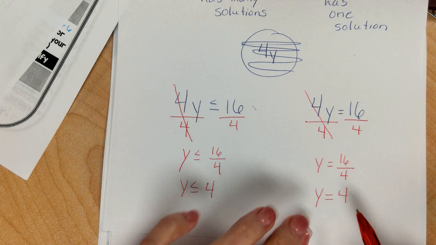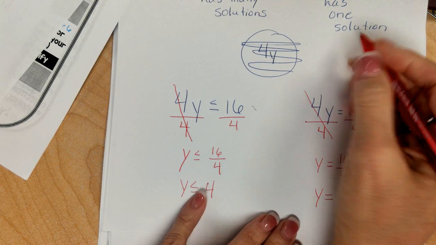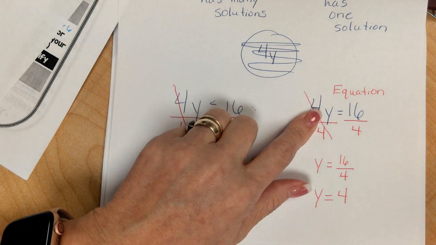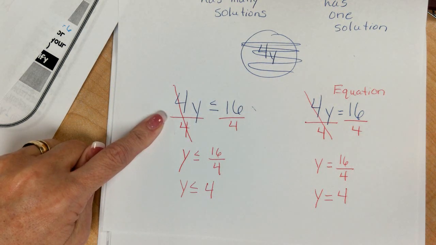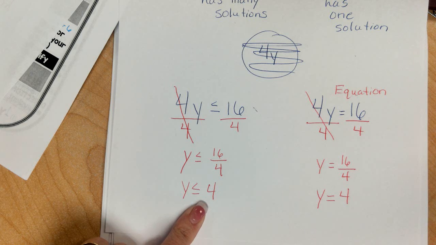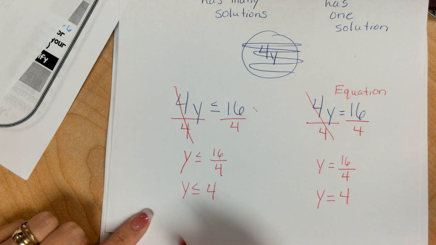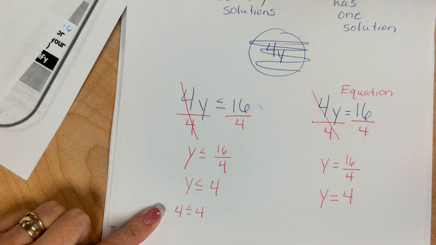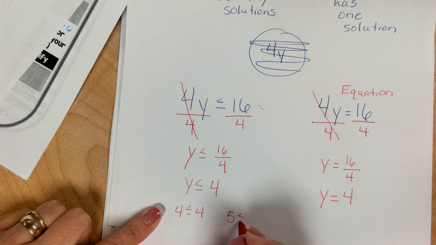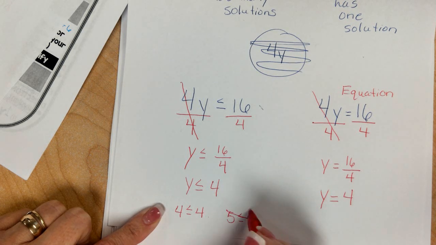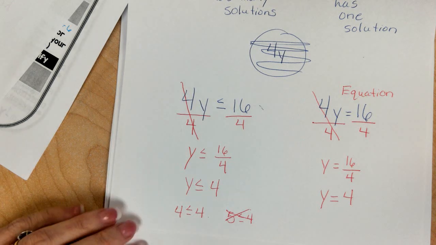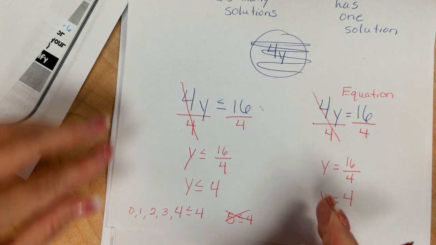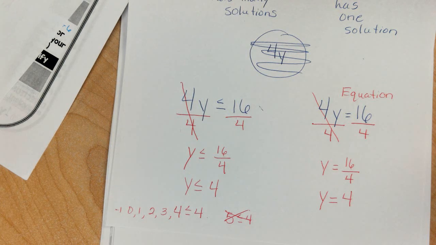So that means the only number that will work here with my equation is 4. That's the only thing that's going to work here. This one, however, says anything less than 4 or equal to 4. So that means I can have 4. Look at this. Is 4 less than or equal to 4? Yes. Is 5 less than or equal to 4? No. So that's not a solution. It has to be anything less than 4. So that means literally 4, 3, 2, 1, 0, -1, and it goes on forever.